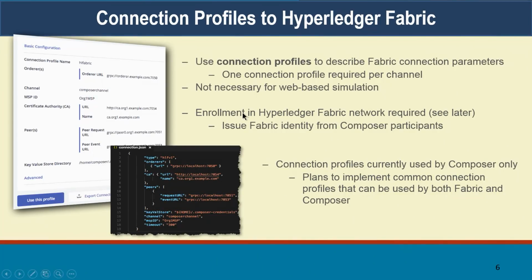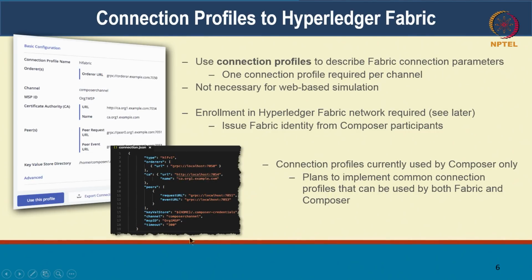You are required to enroll users into the Fabric network and it has to have a Fabric identity for each of your Composer participants. So we'll talk about identity in the next slide. But the connection profile is mainly about the peers and the channels used. So if you look at this example here, it says these are the orderers, this is the MSP, this is the certificate authority, these are the peers in this network, and it gives you the key value store directory. So all of this is captured in your connection profile.